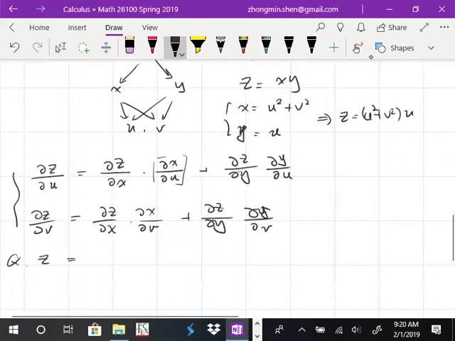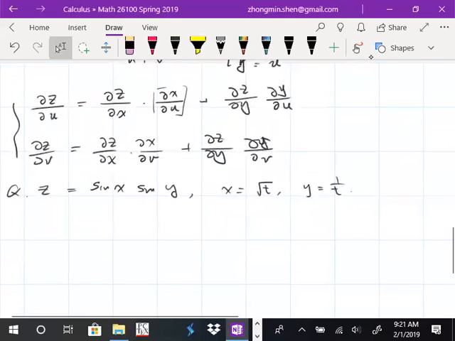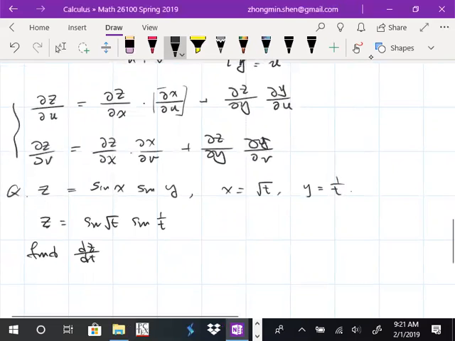So this is z equals sine x sine y. And x is going to be square root of t, y is going to be 1 over t. In other words, z is going to be sine of square root t and sine of 1 over t. So we want to find the derivative of z with respect to t. You can find this relation first, then you differentiate.